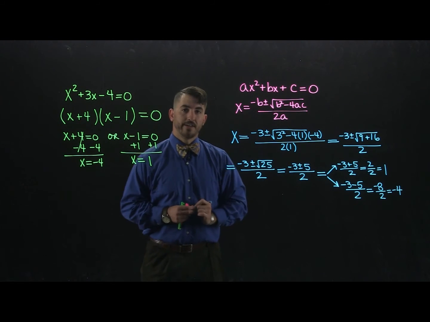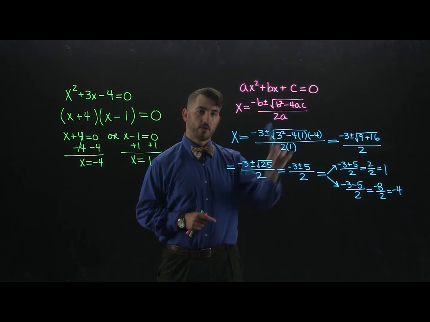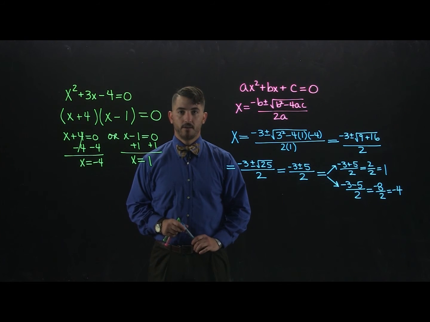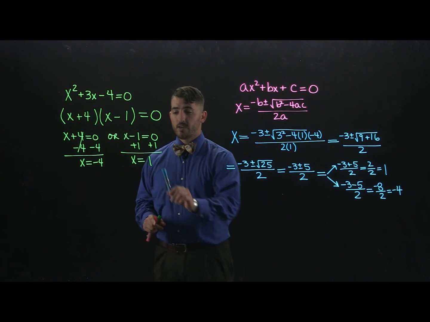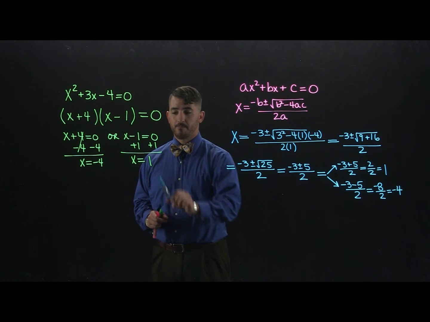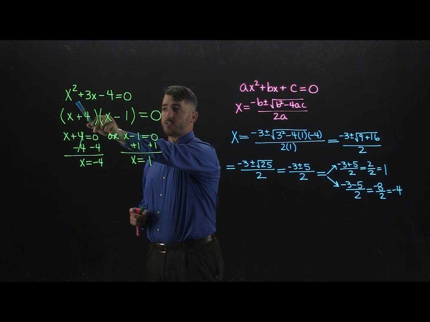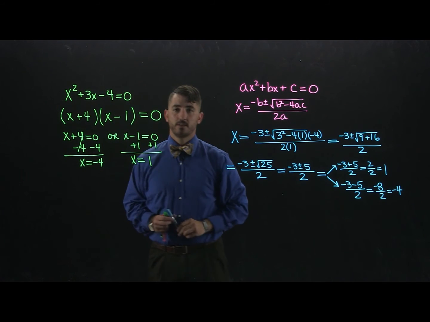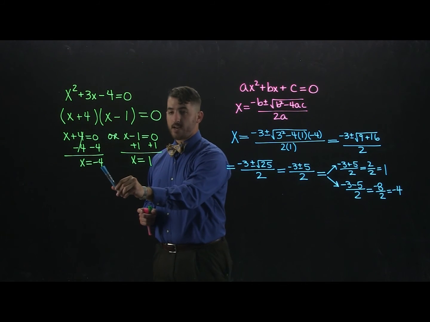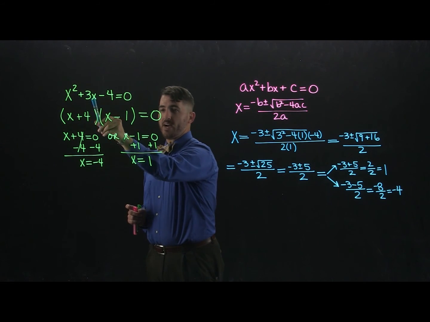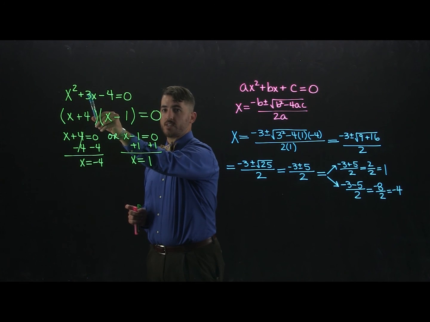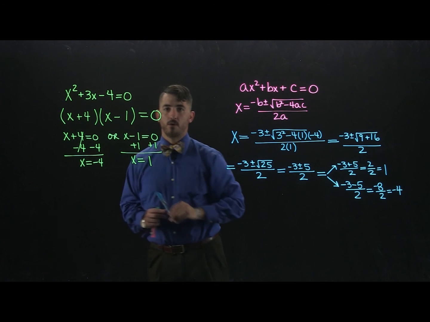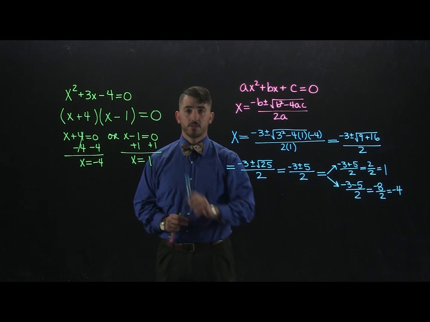And what we notice here is the solutions from the quadratic formula are the same as the solutions using the factoring method. To check these are solutions, we can plug them back into the original equation. 1 plugged in for every x, we get 1 plus 3, which is 4, minus 4, which is 0. Plugging in -4, I get a 16 minus 12, because this is negative, which gives me 4 for those two terms. Minus a 4 is 0, making these both solutions to this equation.